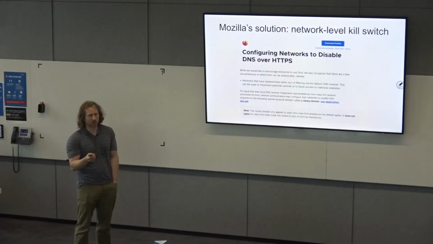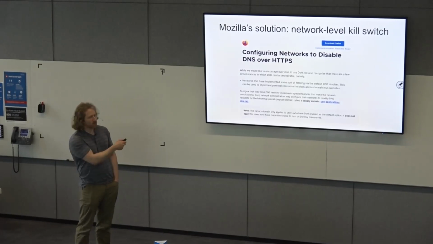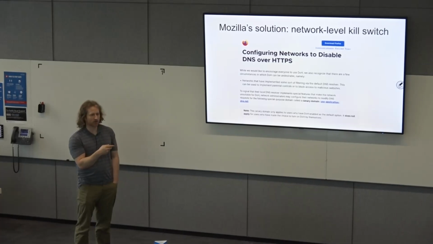So as a result, like I said, Mozilla had to build in an uncomfortable caveat. There's actually a way, if you run a network, you can tell all the Firefox browsers on that network not to use encrypted DNS, which is a bit weird. There's a special domain that you can see there. And basically, if you return anything for that domain on the default DNS resolver for the network, then the Firefox browser says, okay, I'm not supposed to use encrypted DNS on this network.